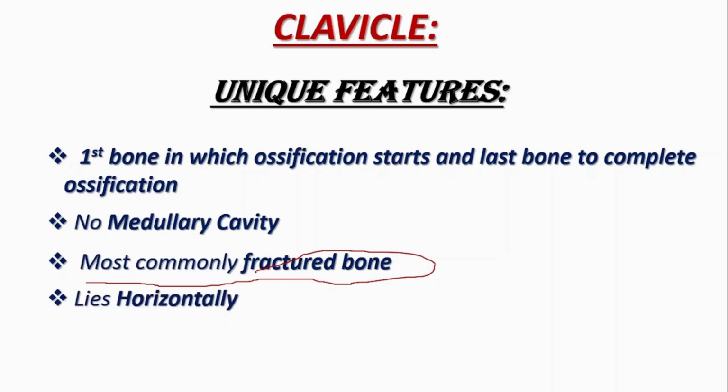Clavicle lies horizontally. Clavicle, although it is a long bone, undergoes intramembranous ossification, while all other long bones undergo endochondral ossification.